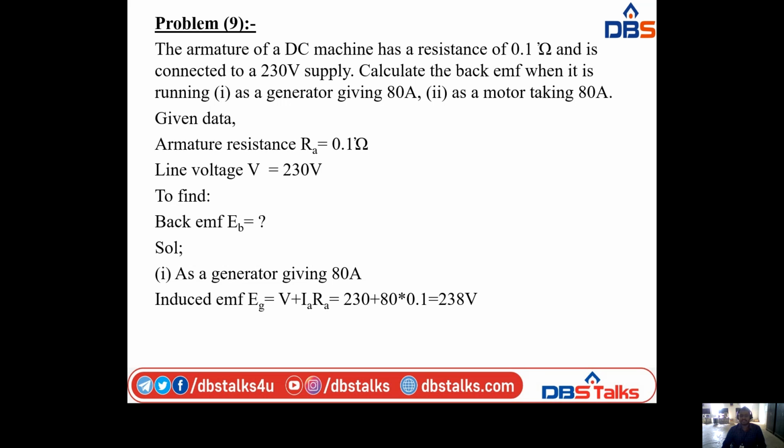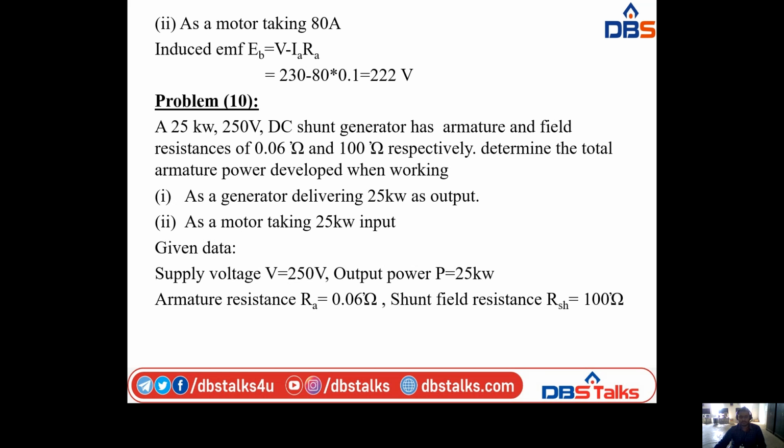Finally we have the EG, that is the induced EMF or generated EMF, 238 volts. And next, as a motor, it is taking 80 amperes. So for a DC motor, induced EMF EB is equal to V minus IaRa. That is equal to supply voltage 230 minus Ia, which is 80, into Ra, which is 0.1. Totally we have the induced EMF or back EMF for a DC motor as 222 volts. This is the solution for problem number 9.